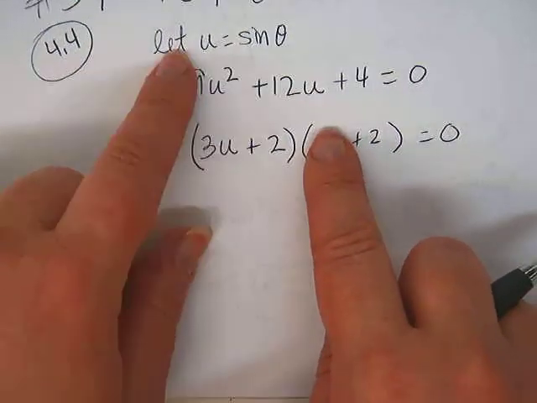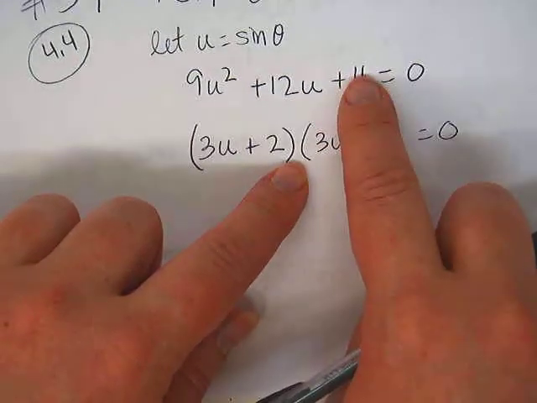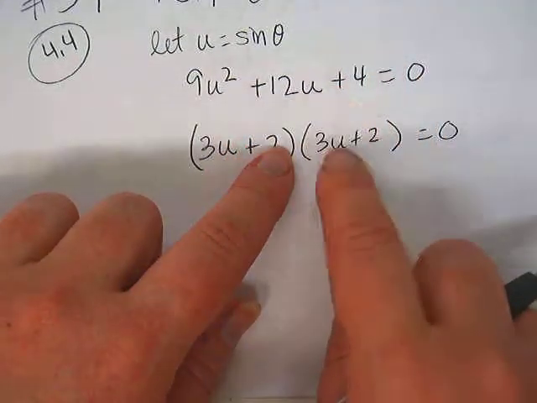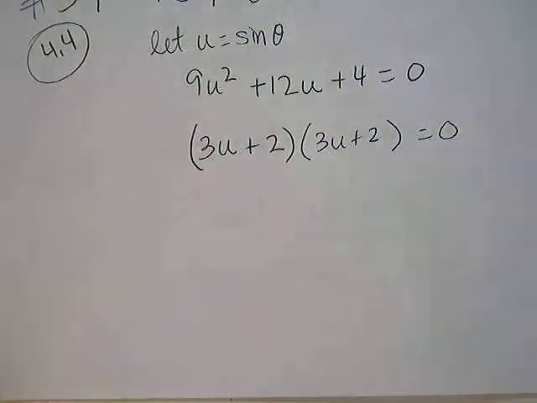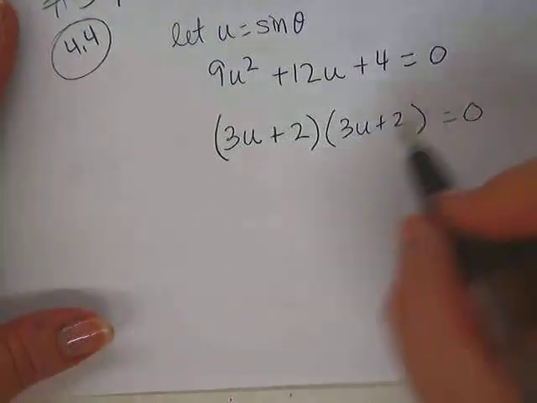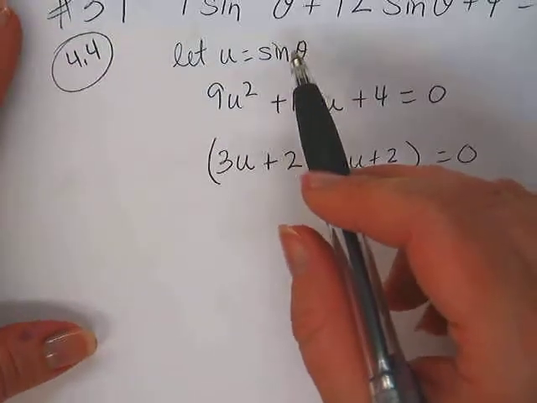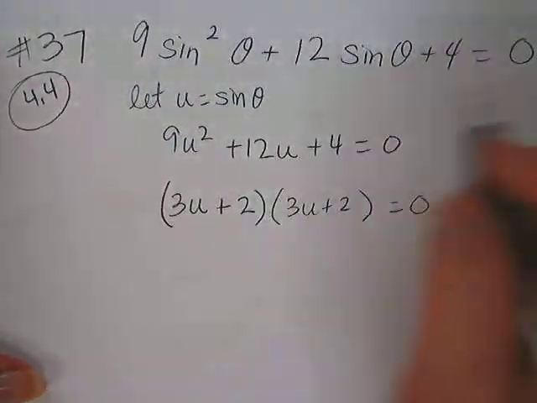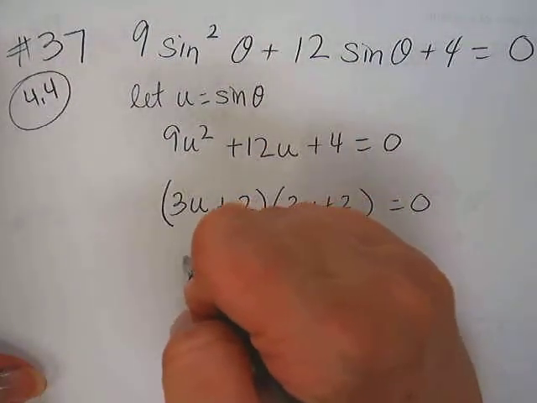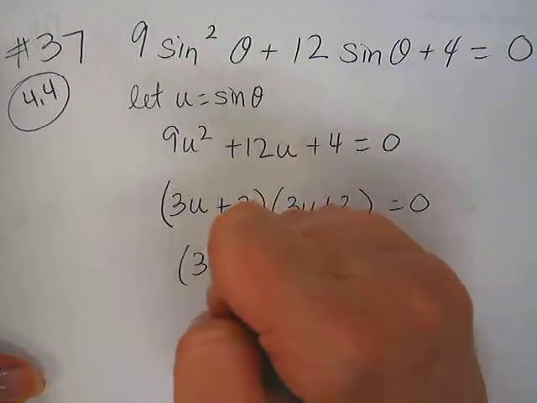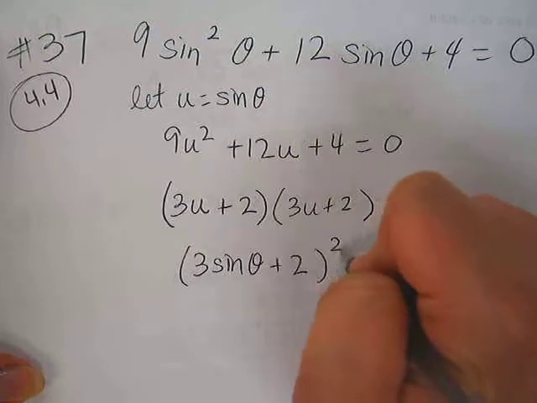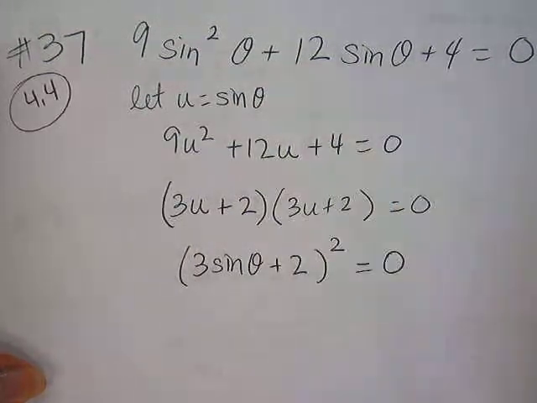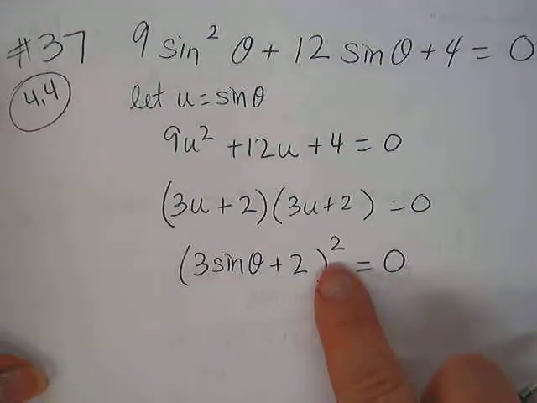3 times 3 is 9, u squared. 2 times 2 is 4. And then 2 times 3 is 6, plus 2 times 3 is another 6 for a total of 12. It's a perfect square trinomial. So let's put our sine back in where the u is. That means we would have 3 sine theta plus 2 squared equals 0.